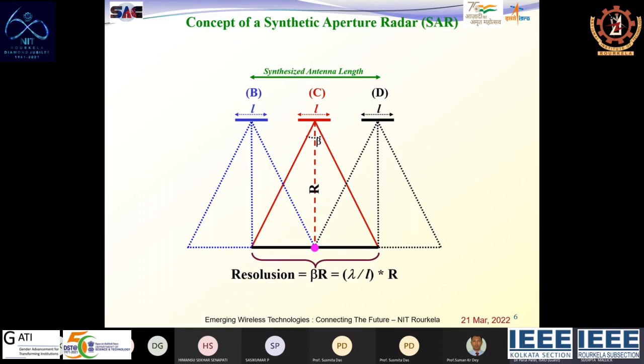So that is how your resolution is improved in case of synthetic aperture radar.